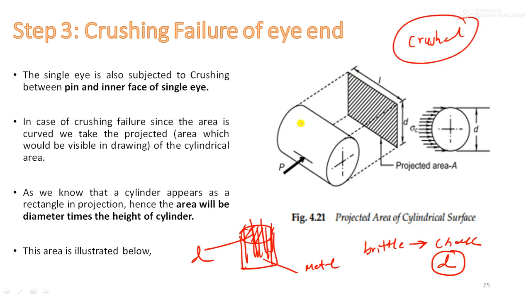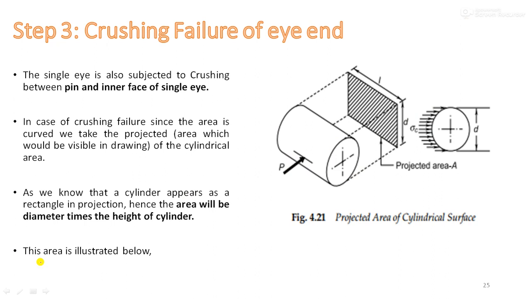That chalk will get crushed into fine particles. Let us say this is a chalk. So on this surface area of the chalk, the crushing stress, that is a localized compressive stress, sigma C, was induced. That is why the chalk will get crushed. But in our case, the pin is not made up of chalk or a brittle material.